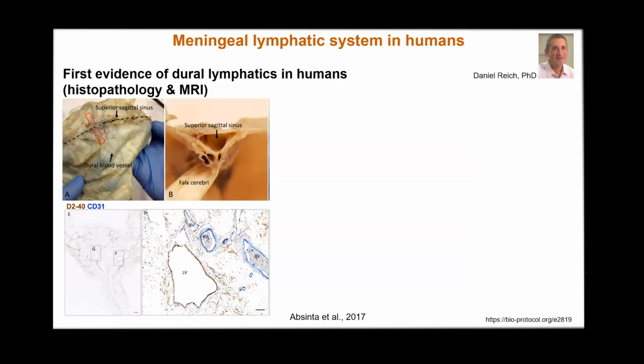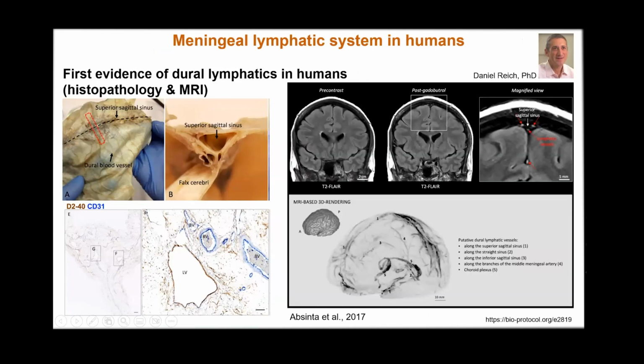Similar to the rodent meningeal lymphatic system, there is dural lymphatic vasculature in human dura, which is the outermost covering of the brain. And this has been studied not only ex vivo in a histopathological way, but also in vivo using two different gadolinium-based contrast agents. And similar to rodents, you see the localization of these lymphatic vessels along the major venous sinuses. As you can see here, this is a pre-contrast image. This is post-gadobutrol. This is the magnified view, lymphatic vessels along the superior sagittal sinus.